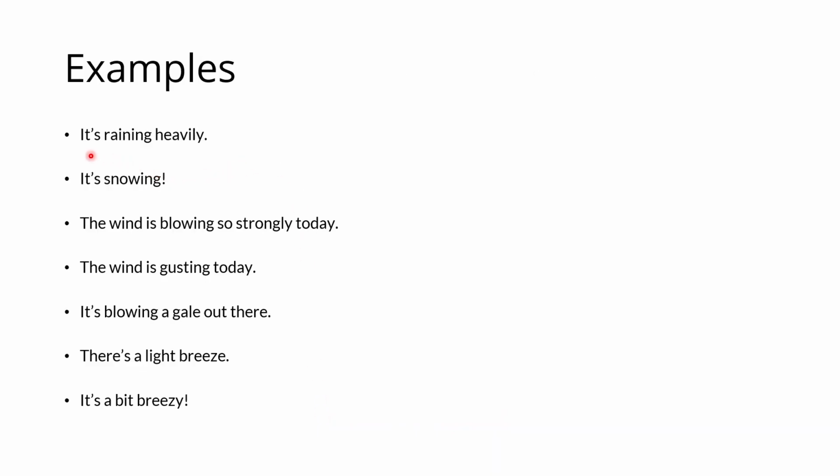For example, these are the present participle form examples. It's raining heavily. It's snowing. So someone would say that if they're excited to see that it's snowing. The wind is blowing so strongly today. The wind is gusting today. It's blowing a gale out there, which means that there's a strong wind. We use this fairly often to describe a strong wind. There's a light breeze. It's a bit breezy. Breeze is just another word. It's another way of saying wind.